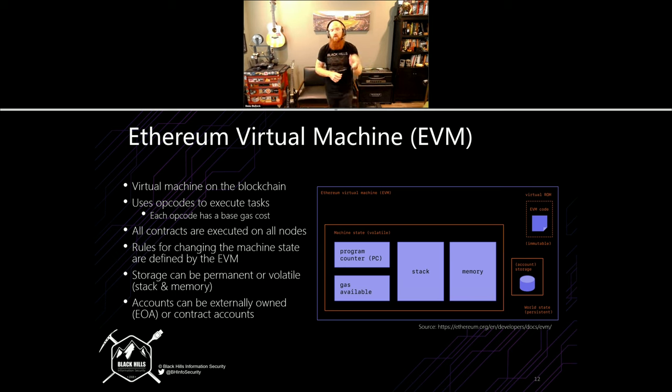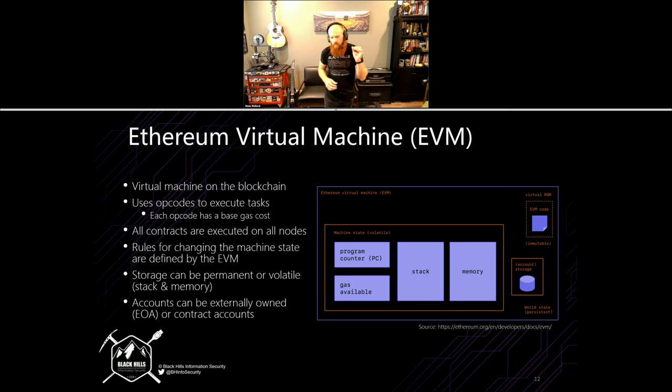Ethereum also, in addition to tracking the transactions, has added a state machine so that whenever a smart contract is executed, it will actually store a state on the blockchain as well. And it uses opcodes to execute these tasks.